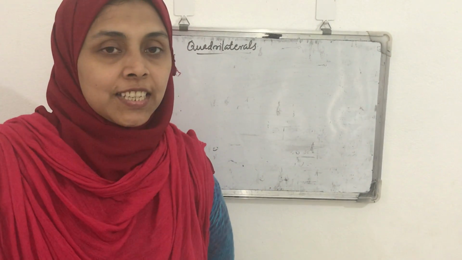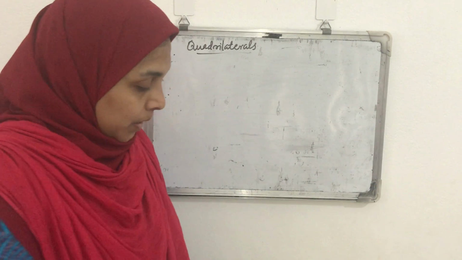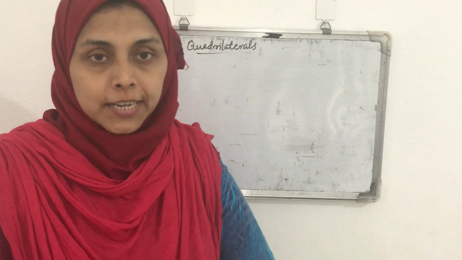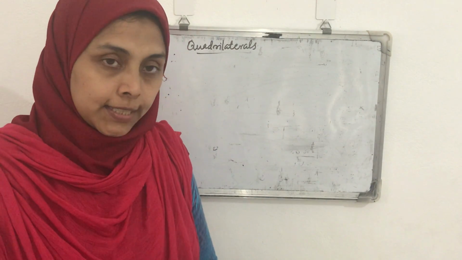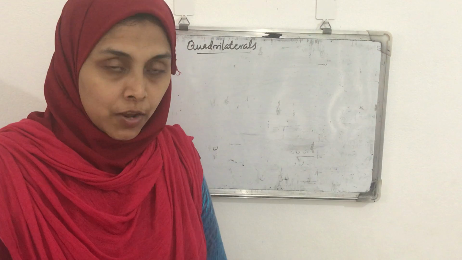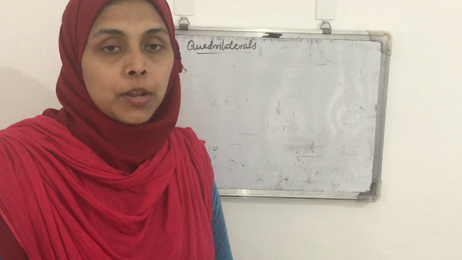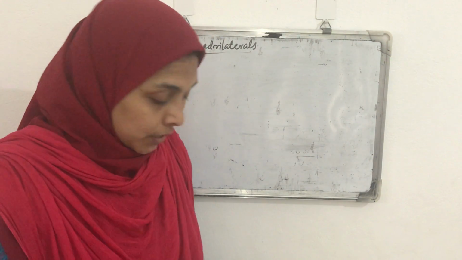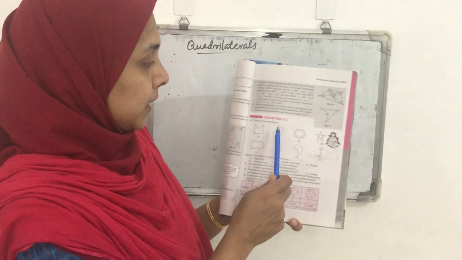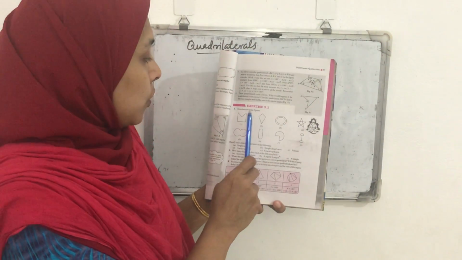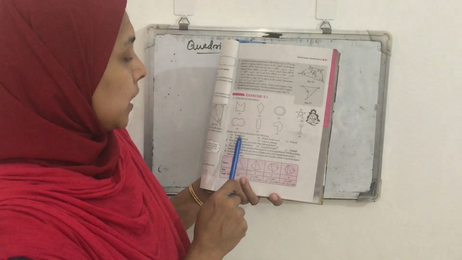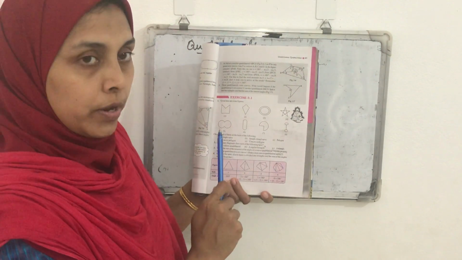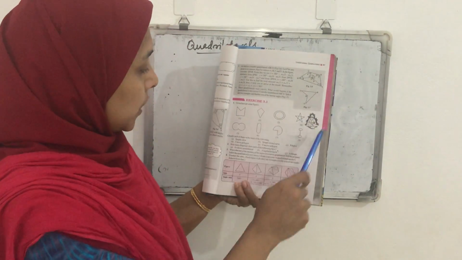So yesterday we discussed different types of polygons: convex polygon, concave polygon, regular polygon, and irregular polygon. Related to that concept, some problems are there in the exercise questions, exercise 3.1. Here some figures are given. The question is: classify each of them on the basis of the following. We want to classify each figure.